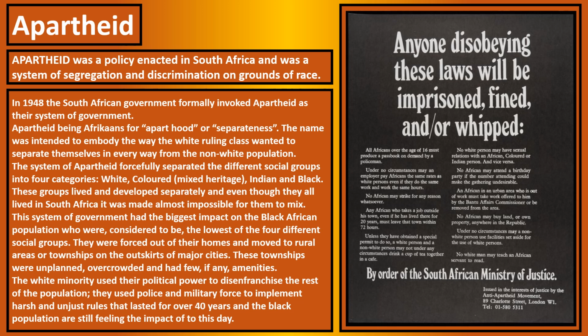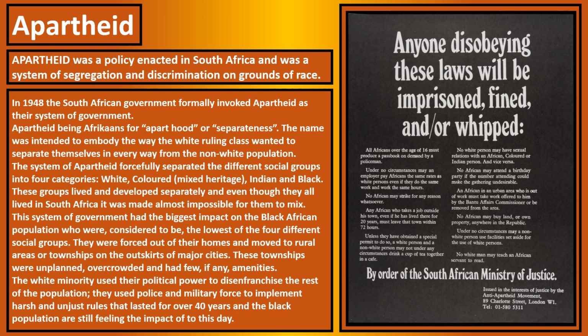This system of government had the biggest impact on the black African population, as they were considered to be the lowest of those four social groups. They were forced out of their homes, moved to rural areas or townships, and townships were these kind of shanty slum towns which grew around the major cities, whereas the major cities were controlled by the minority white population. These townships were unplanned, overcrowded, and they had few, if any, amenities: running water, electricity, education, healthcare.